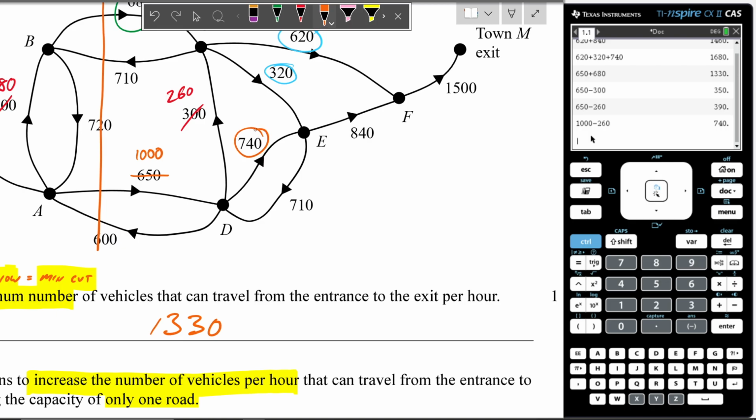Then you say, all right, now I've got 740 plus 320. 740 plus 320 is going to be what? It's going to be 1,060. Now that's way too big because I can only fit 840 through this way. So that means I shouldn't actually send 740 cars through this way. I should only send as many as 840 can handle.